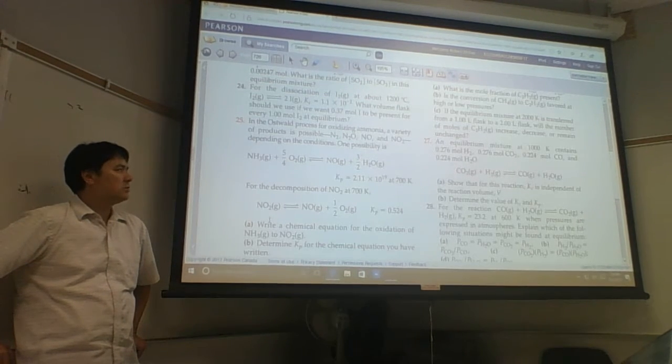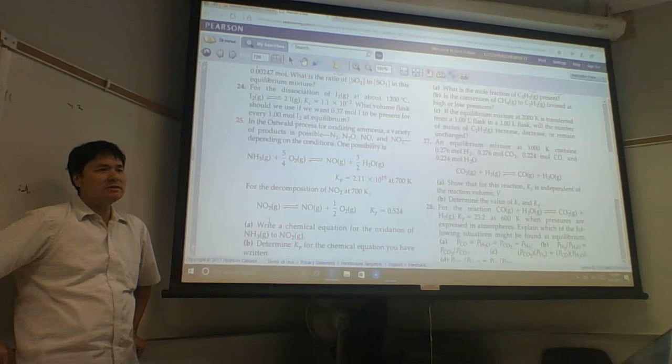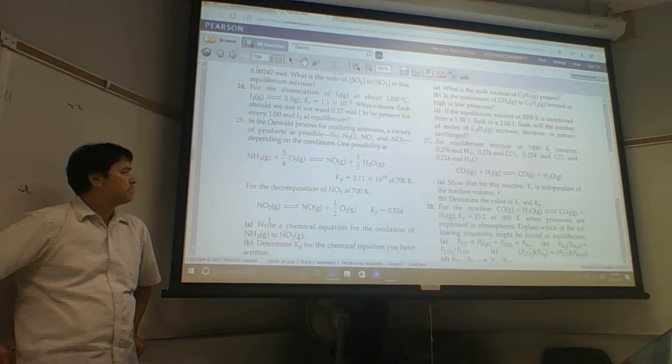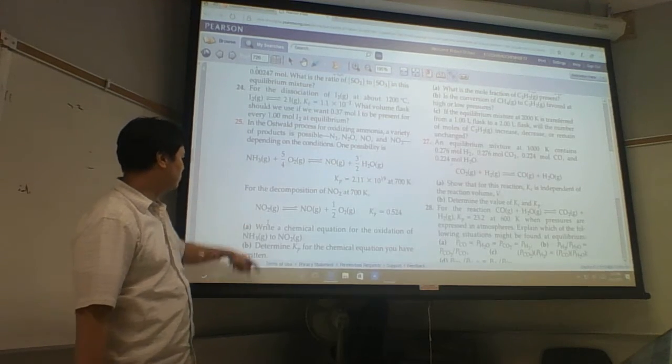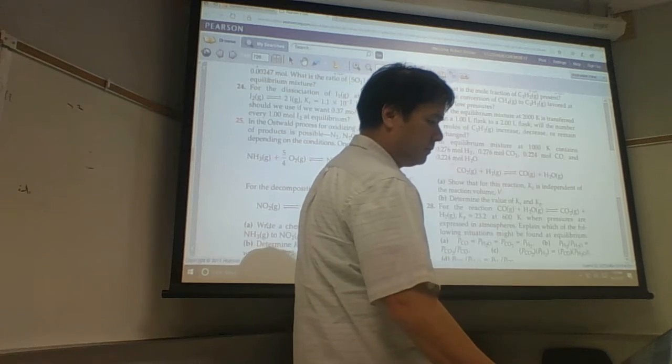I'd conclude it's a strong reducer. Look at that, 10 to the 19th means this reaction is very favorable. Well, anyway, they give us for the decomposition of NO2, what do they want us to do?